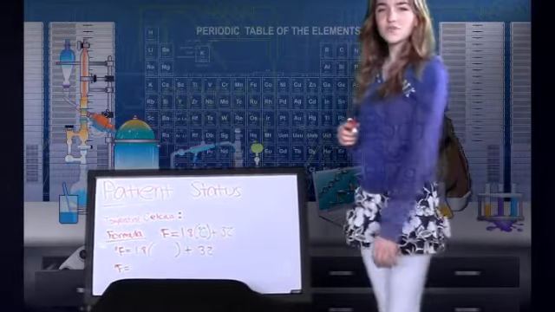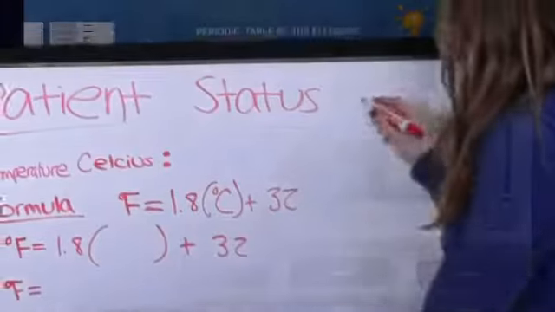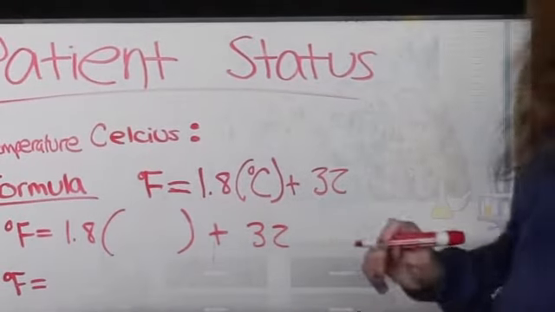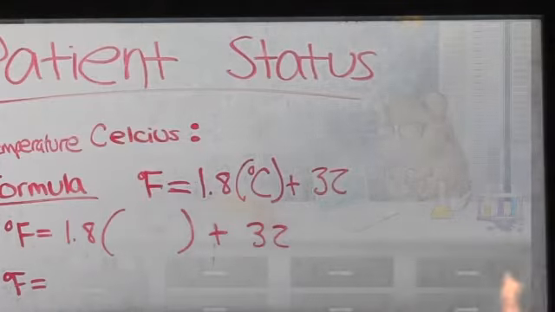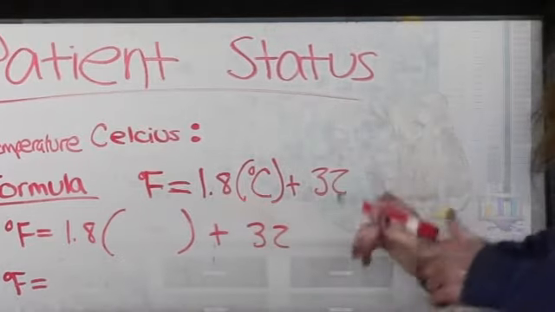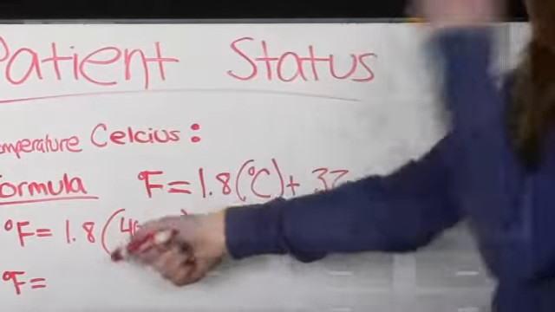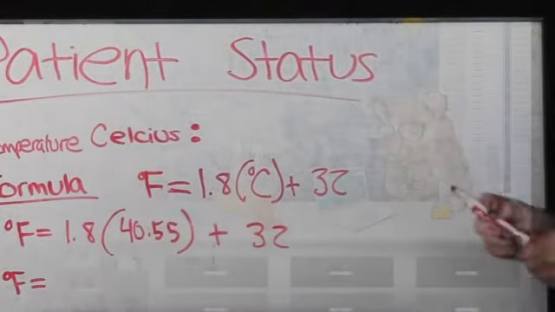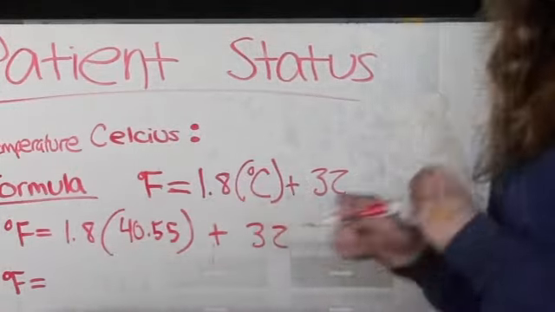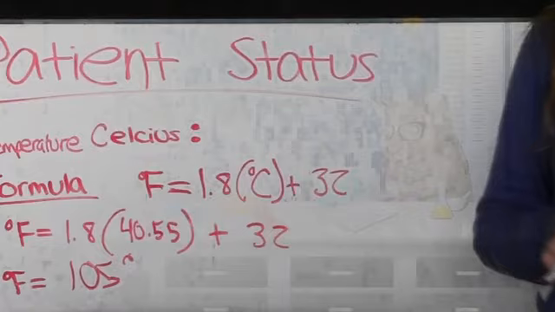Welcome to my lab. We're going to find out Sarah's temperature in degrees Fahrenheit. Her starting temperature in degrees Celsius is 40.55 degrees Celsius. Let's plug that into our equation. Fahrenheit equals 1.8 times degrees Celsius plus 32. So we have 1.8 times 40.55 plus 32. Her total temperature in Fahrenheit is 105 degrees. She has a fever.